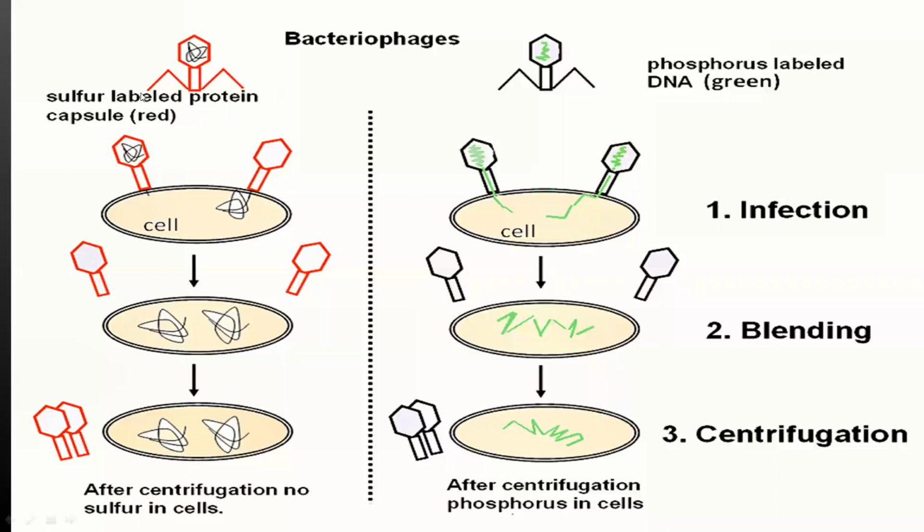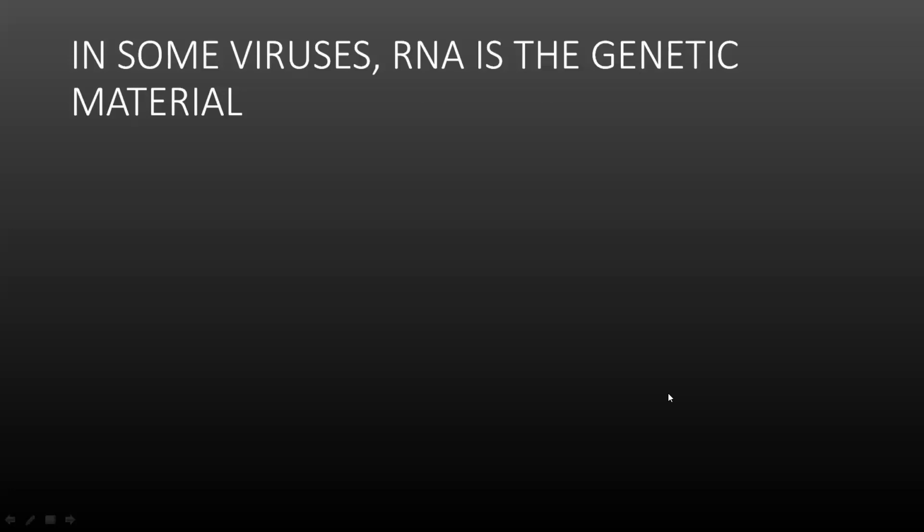They labeled the protein with radioactive sulfur, and at the end they didn't find any radioactivity. They labeled the DNA with radioactive phosphorus. This was injected in the cell. The new phage you got will be having phosphorus, and there was radioactivity. So this video you shared. Okay.